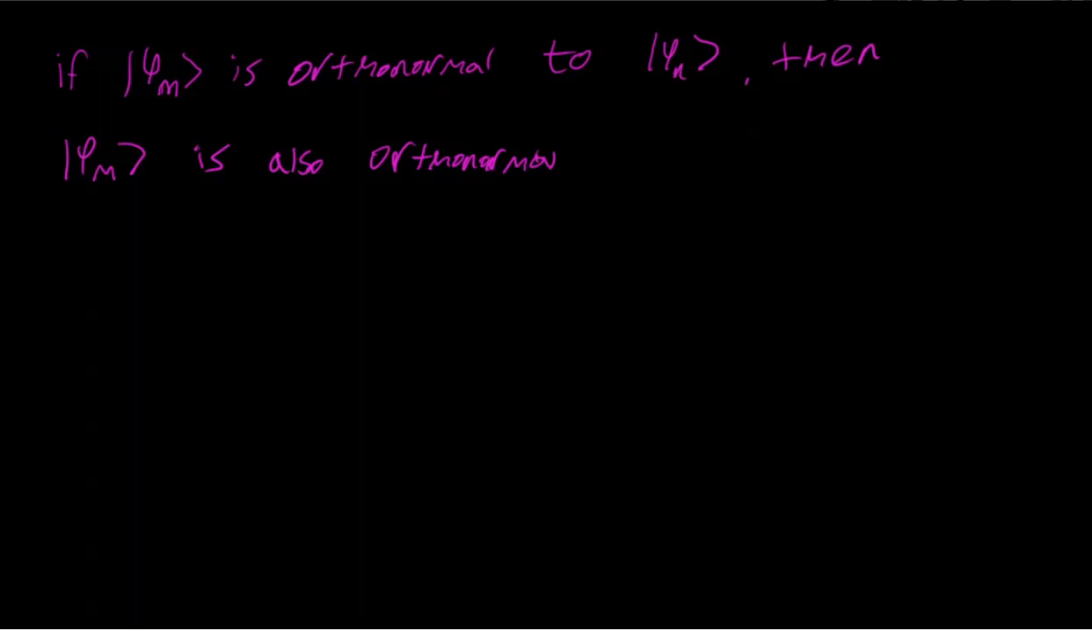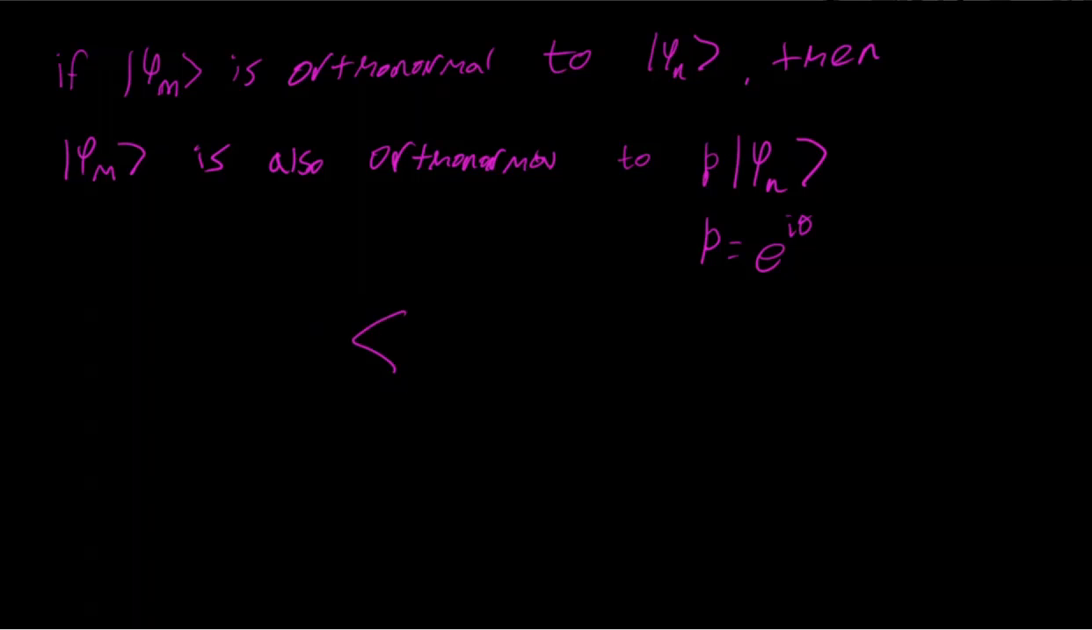times a phase, lowercase p, remember that's a phase, times phi n, where this phase is just e to the i theta. And you can show this by showing the inner product. Remember the phase is just a constant scalar, so you can take it outside of the inner product by our properties of inner products. And so you can actually prove this. I'll do that briefly here.